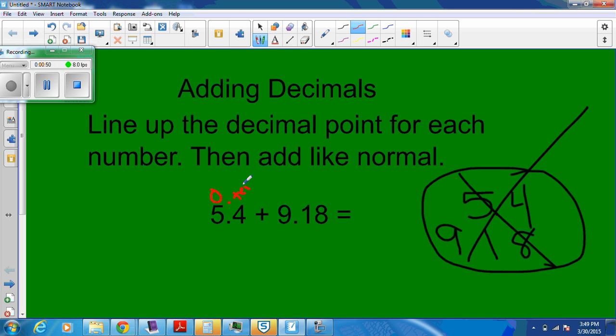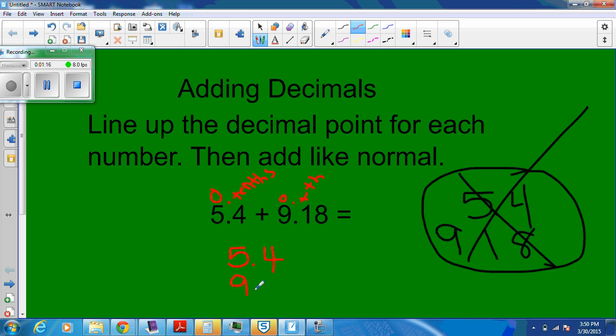So when you look at this other number over here, you're adding up like place values. So we have 9 in the ones place, the decimal in its own place. We have 1 in the tenths, and we have the 8 in the hundredths. So we don't want to add the 4 to the 8 because we know that those are in two different places.